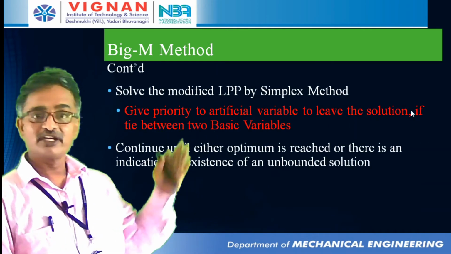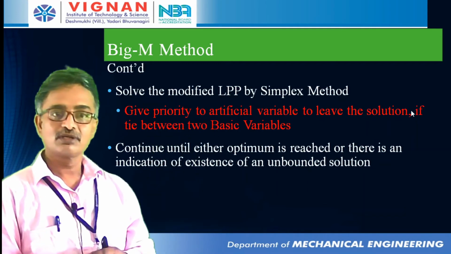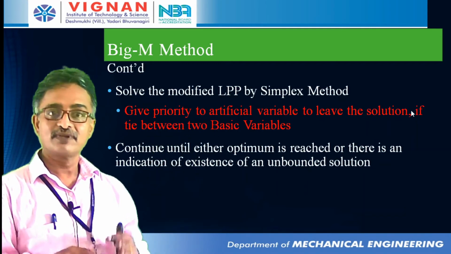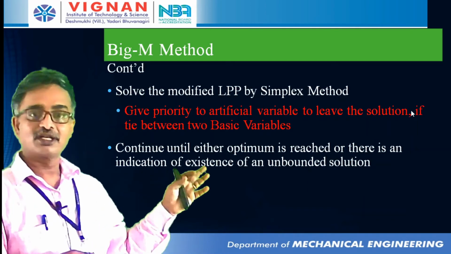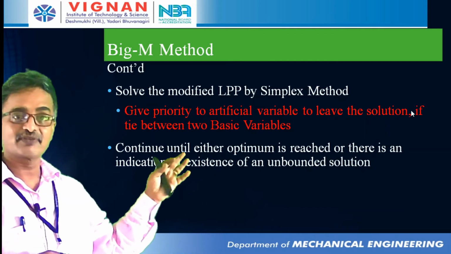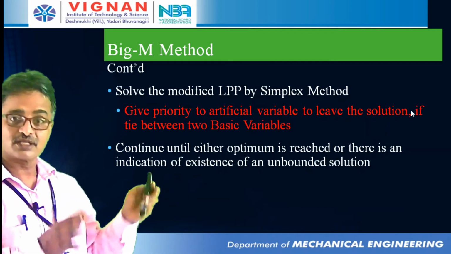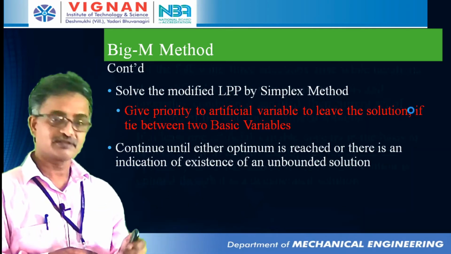Solve the modified linear programming problem by the simplex method. Give priority to the artificial variable to leave the solution if a tie between two basic variables happens. Continue until either the optimum is reached or there is an indication of an unbounded solution. So these are all the steps you need to observe when solving by the Big M method.